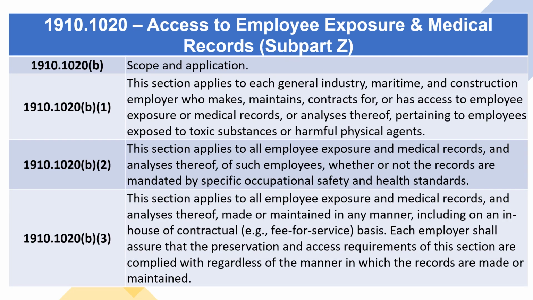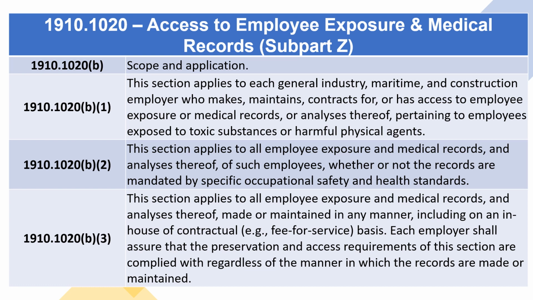1910.1020(b) Scope and Application. 1910.1020(b)(1) This section applies to each general industry, maritime, and construction employer who makes, maintains, contracts for, or has access to employee exposure or medical records, or analyses thereof, pertaining to employees exposed to toxic substances or harmful physical agents.